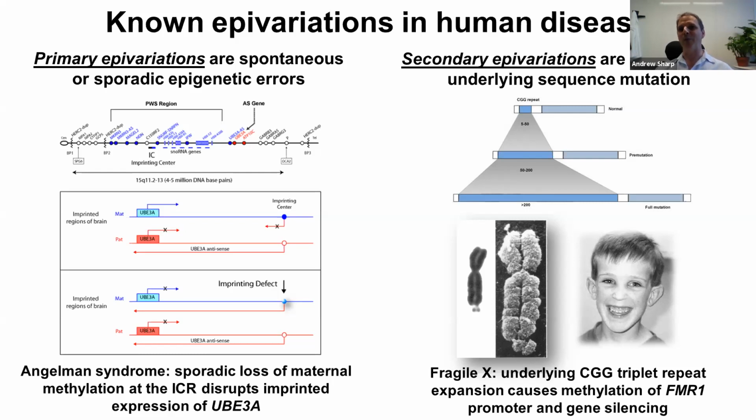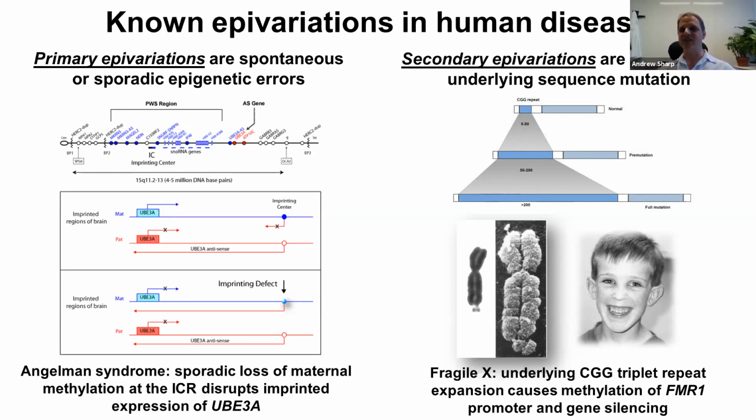Probably the best known example of this would be Fragile X syndrome. We now know this is caused by an underlying CGG triplet repeat expansion. When you have a large expansion of more than 200 copies of a CGG repeat in the promoter of FMR1, this causes FMR1 to get highly methylated and switches the gene off. Then in males with a single X chromosome, they're now nullisomic and suffer from Fragile X.